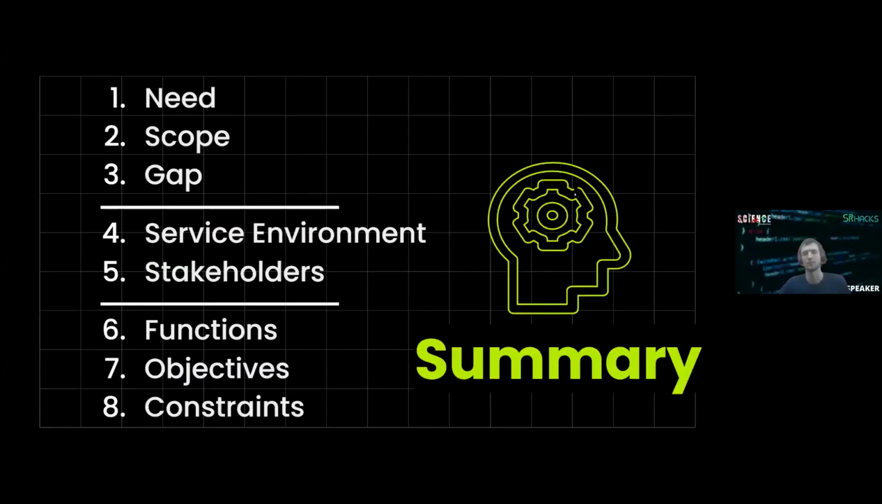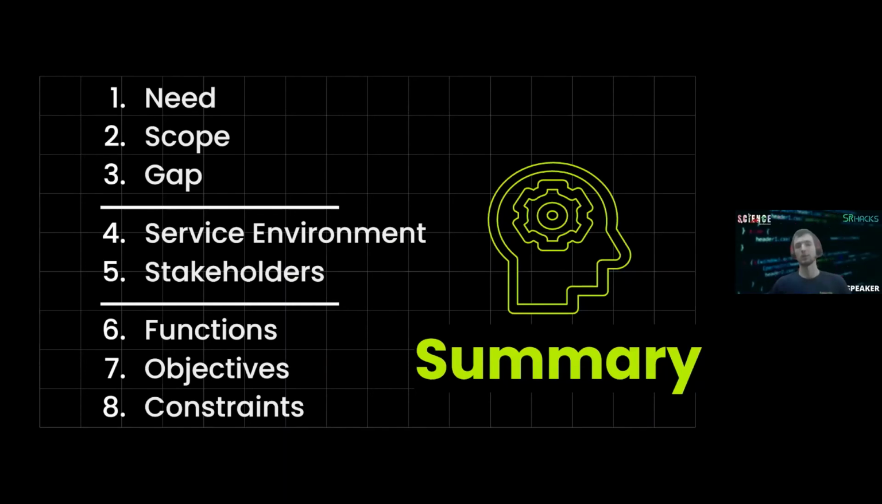So this is the summary. You have your need, your scope, your gap. These are the problem statement terms. These are the ones that define what you're going to be looking at in your design. Then you have the service environment and the stakeholders, which are the external considerations that define what the design is going to interact with and the things you may need to consider around that. And then finally, you have the project requirements, the functions, objectives, constraints.